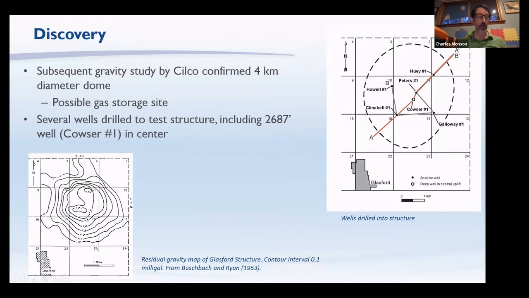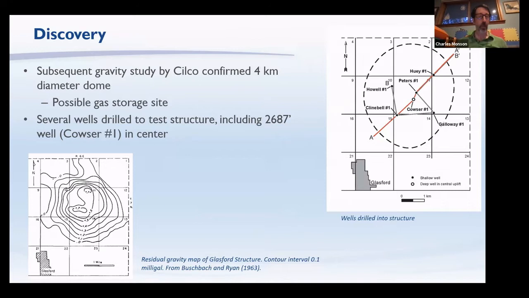And the town of Glasford, you can see, is fairly close by. It's a very small town. So this is their public land system, township and range. These squares are a mile on each side. So it seemed promising for a gas storage site.